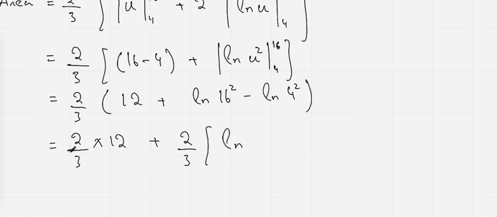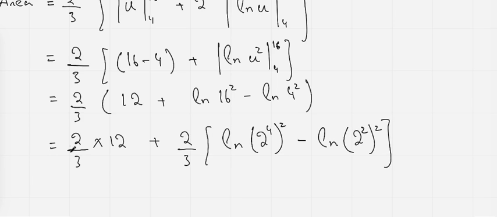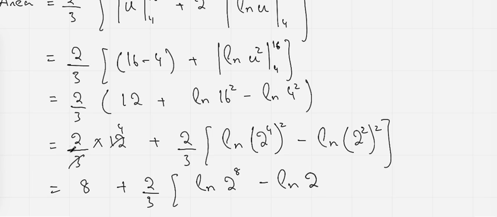Now how about if I just write this 16 and 4 both in terms of my 2, so it is 2 power 4 whole square minus ln 2 power 2 whole square. So it's gonna be 8 plus 2 by 3, and over here it is ln 2 power 8 minus ln 2 power 4.